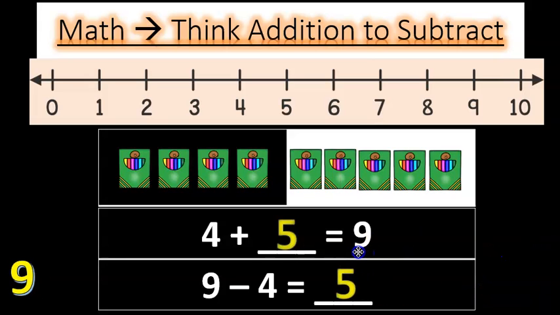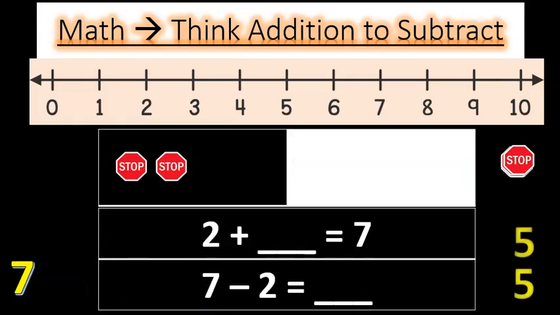5. Good job. So let's insert 5 there. And there's our answer, boys and girls. And this is what we call think addition to subtract. Okay? Now, good job. Now let's come here to this next screen, okay?